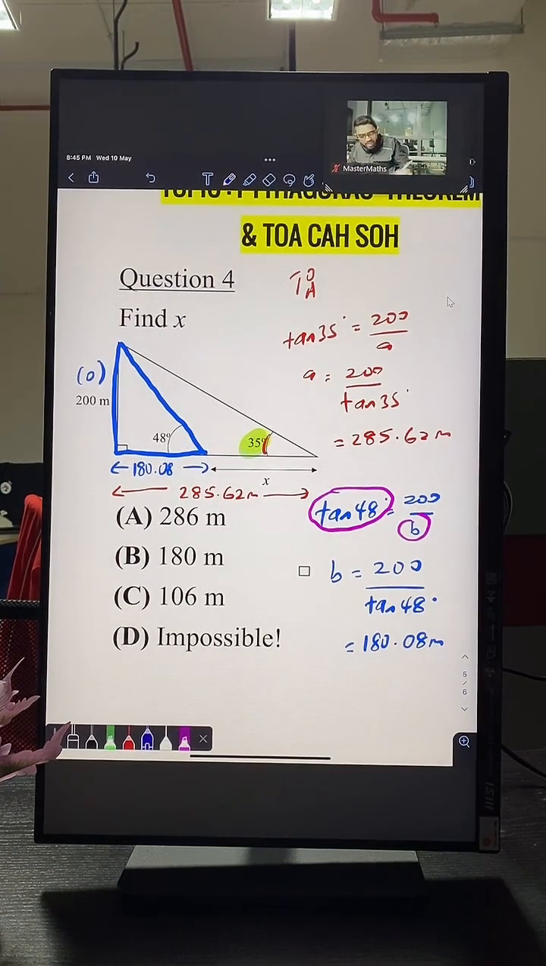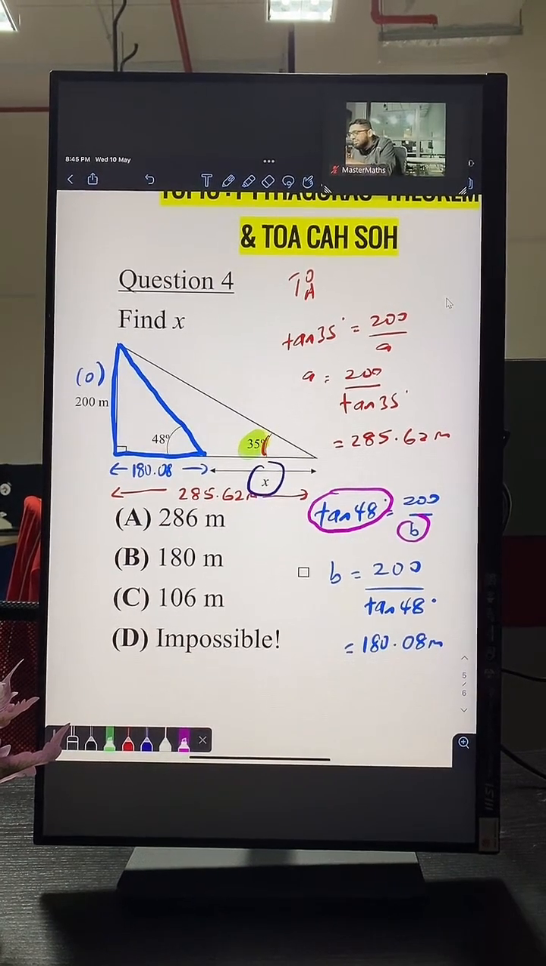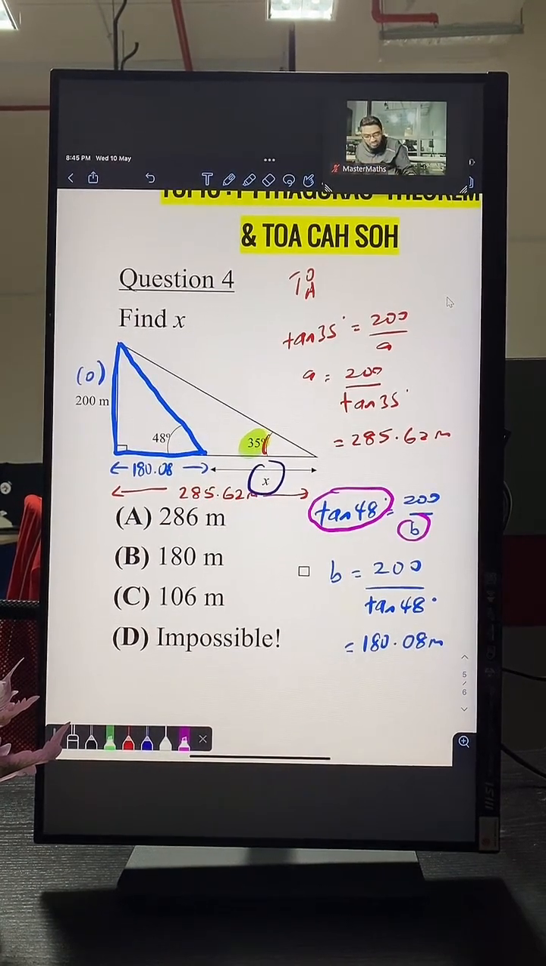Okay, how do you find X, my friends? Please don't tell me here it is. That's X. Okay, how to do?